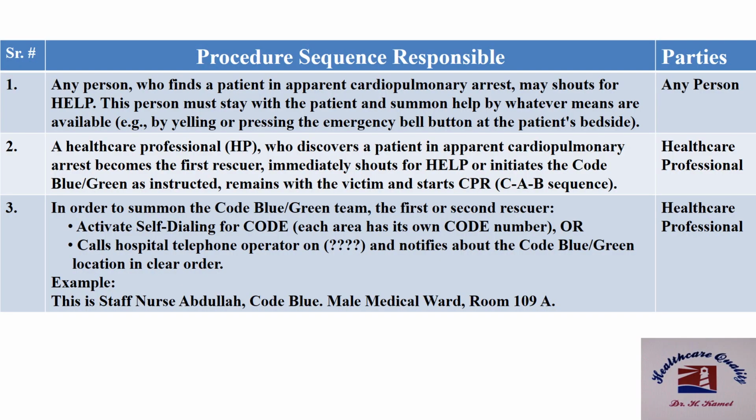Procedures. Number 1. Any person who finds a patient in apparent cardiopulmonary arrest may shout for help. This person must stay with the patient and summon help by whatever means are available, for example, by yelling or pressing the emergency bell button at the patient's bedside.